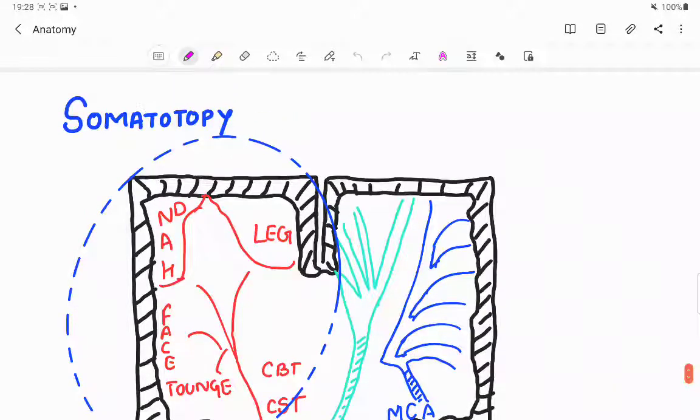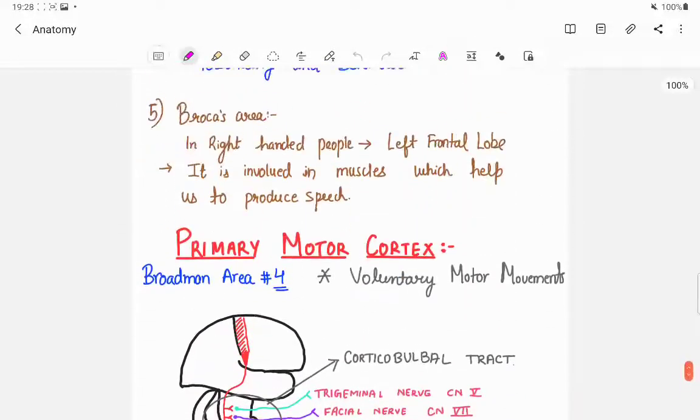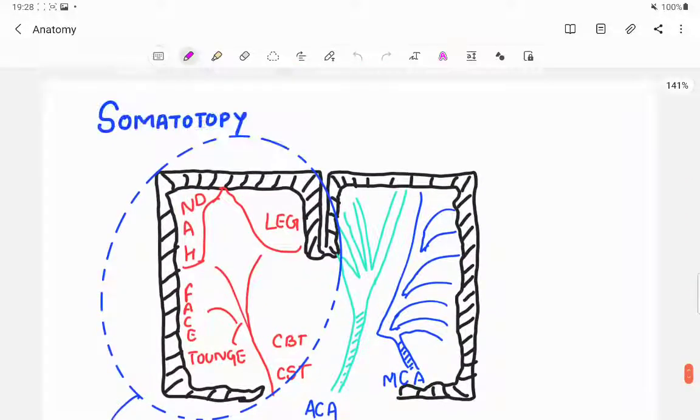The area of the primary motor cortex, which is located here, supplies the nerves of the leg. This region supplies the hand, this region supplies the face, and this region supplies the tongue and the region below it. Alright, so this is the basic organization, and it is called the motor homunculus. You have to remember this name: the organization of which area supplies where is called the motor homunculus. We are talking about the primary motor cortex.